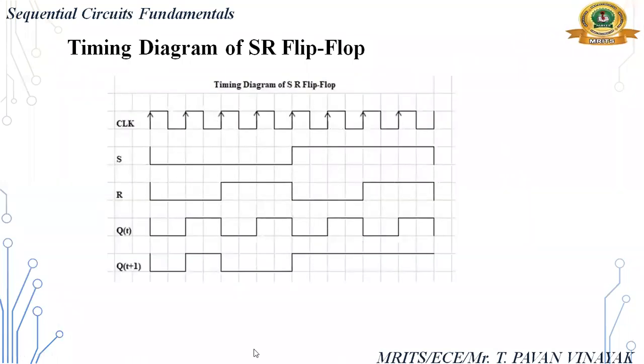So this is the timing diagram. See here, timing diagram of SR flip-flop. So here the clock is up time. At the clock, S is 0, R is 0. So this is the starting one. So Q of t is what? This one. It is 0. So Q of t plus 1 means next. Okay, I am taking it as 0.